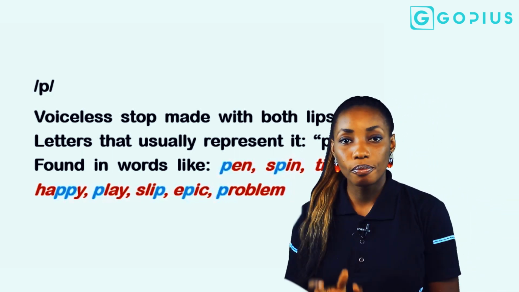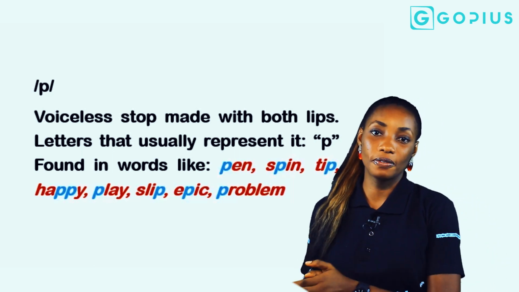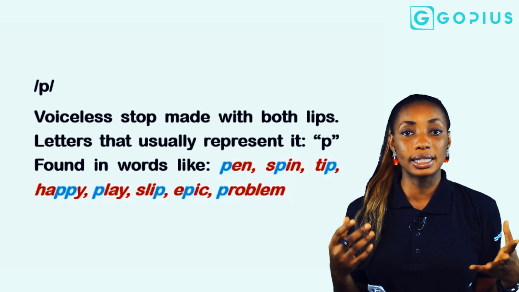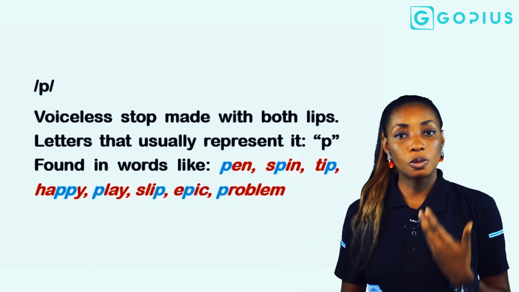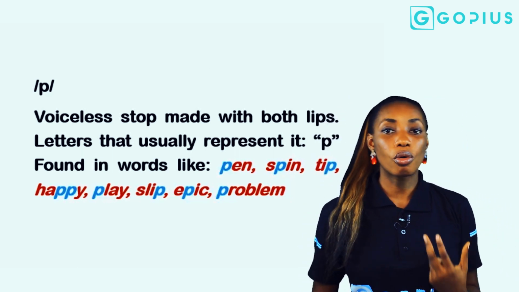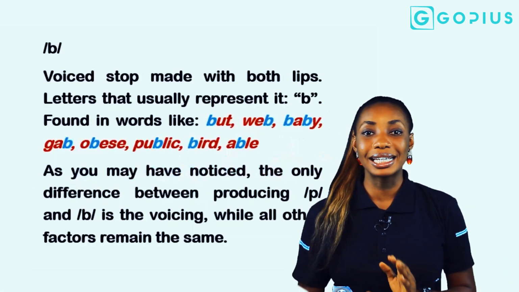Voiceless bilabial stop. This is what it is. So letters that usually represent these sounds are P, and they are found in pen, spin, tip, happy, play, sleep, epic, problem. The P appears in all of that and is represented by the letter P.